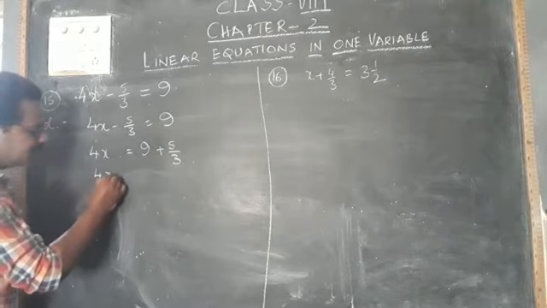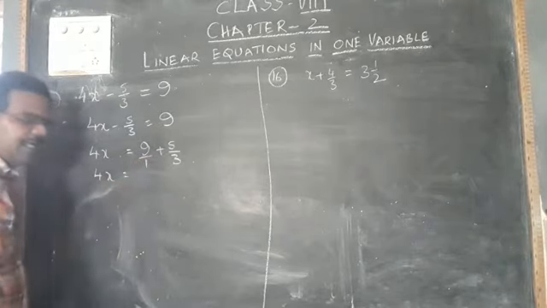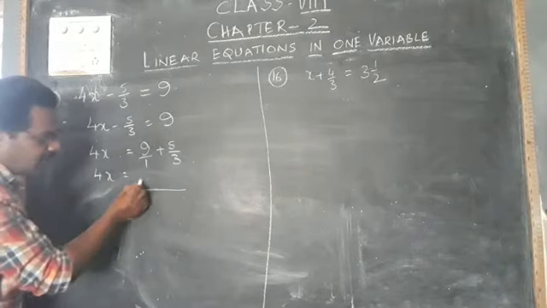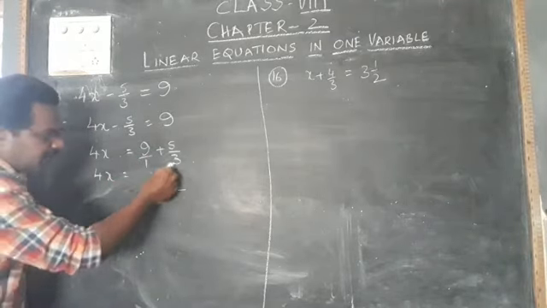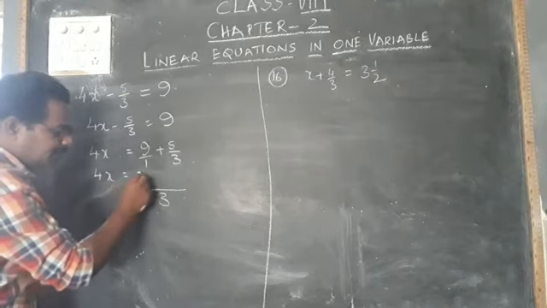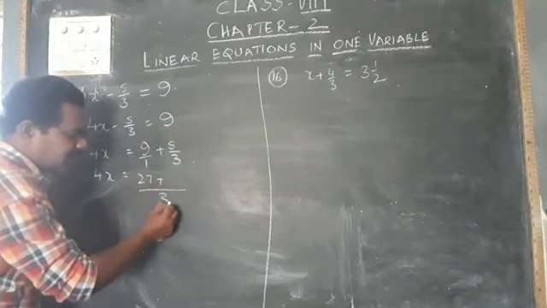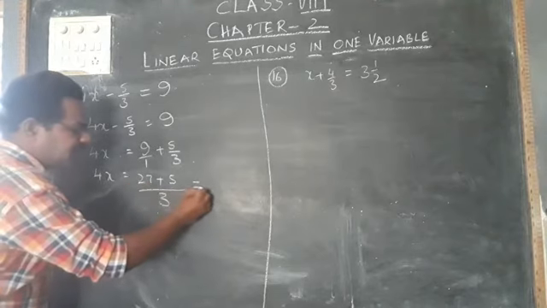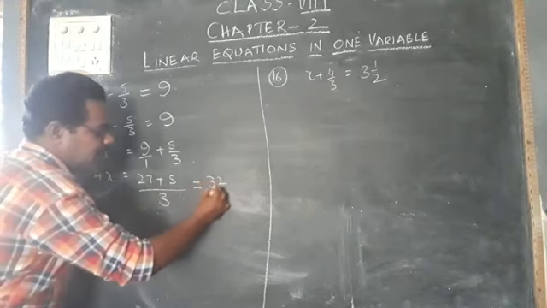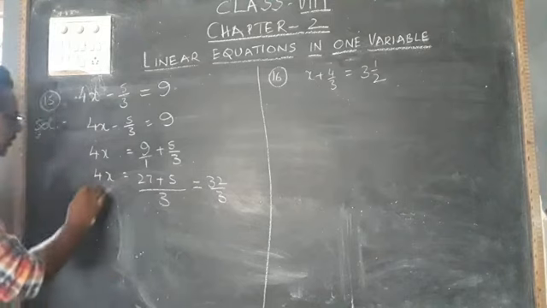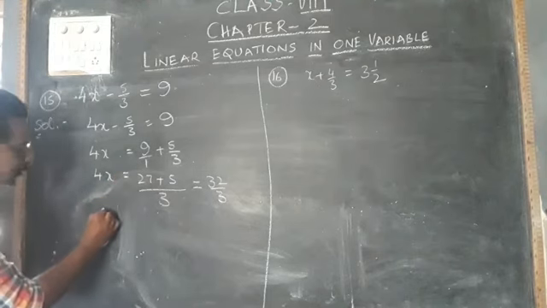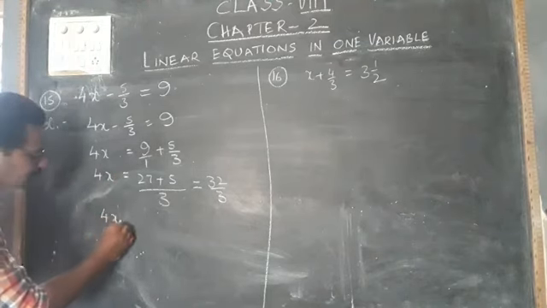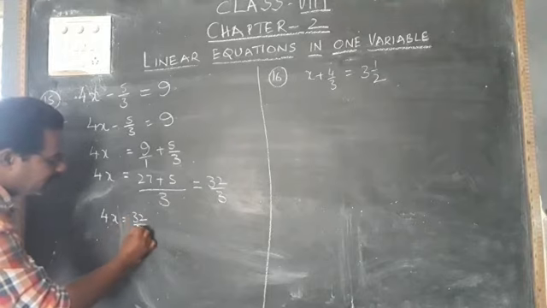So 4x is equal to 9, which you can take as 9 by 1, plus 5 by 3. For 1 and 3, the LCM is 3. 3 ones are 3, and 3 nines are 27. 3 ones are 3, and 5 ones are 5. 27 plus 5 is nothing but 32 by 3. So 4x is equal to 32 by 3.